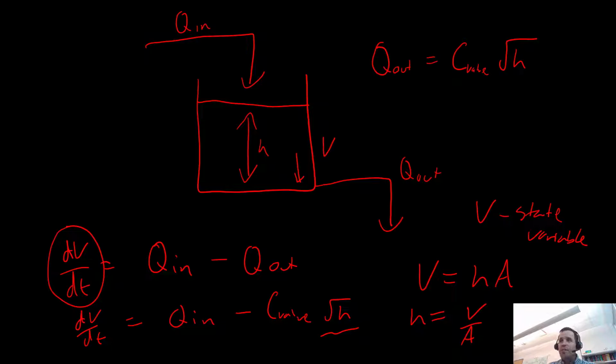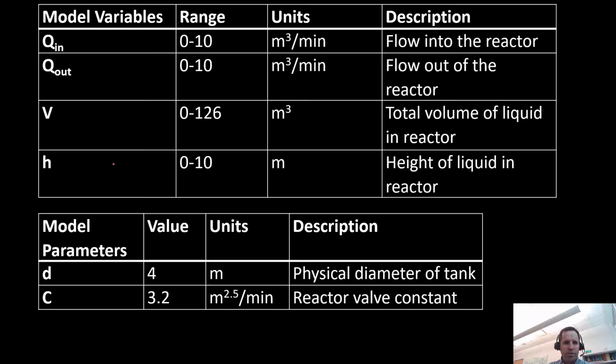All right, so I've defined some parameters for this model, which I'll just show on the screen briefly. So we're going to assume that Q in and Q out can both vary from 0 to 10 cubic meters per minute. Our tank volume, we'd expect it to be measured in cubic meters, and these limits aren't particularly meaningful now until we're doing some control things, but these are the ranges on our volume and our tank height. Some of the parameters that we will be using, we're going to use a tank diameter of 4 meters, and this C valve, we're going to use 3.2, and then it has units that just match up so that our units all cancel out appropriately.